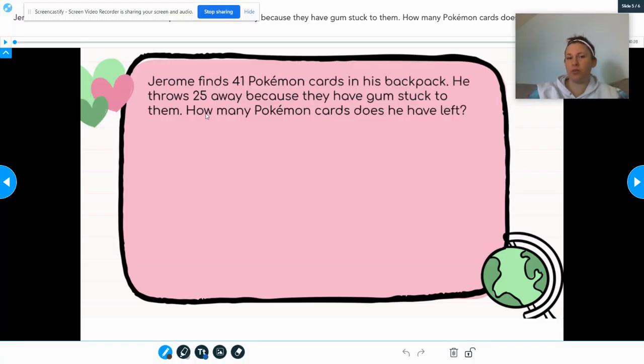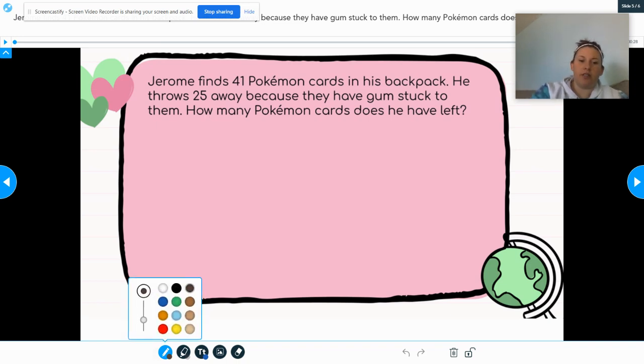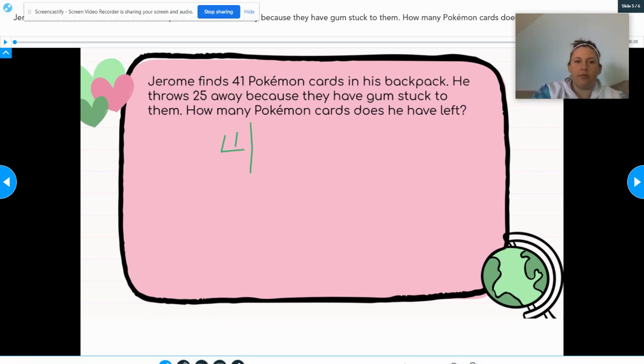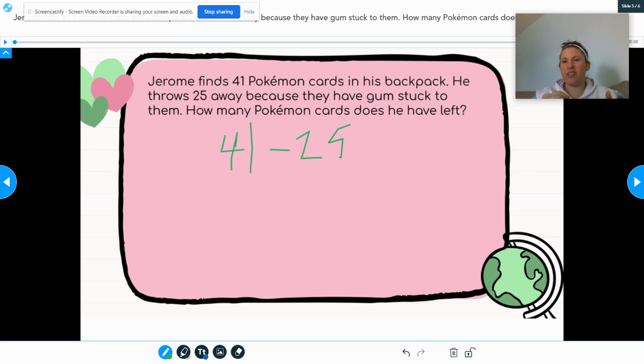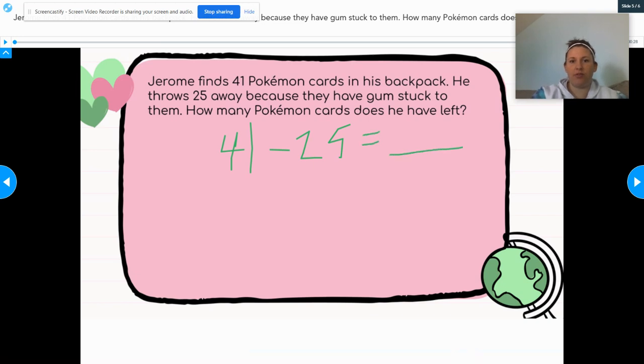Next one is a word problem. So you should have read the word problem, then create an equation, and then solved it the best that you could. So our equation should be 41 subtract 25. Because Jerome had 41 Pokemon cards, and then there was 25 of them that were sticky, had gum on them, and he didn't want them. He couldn't wash it off, so he threw them away. So he's taking away from his collection. He no longer has those 25 anymore, so you have to take them away in order to find your answer.